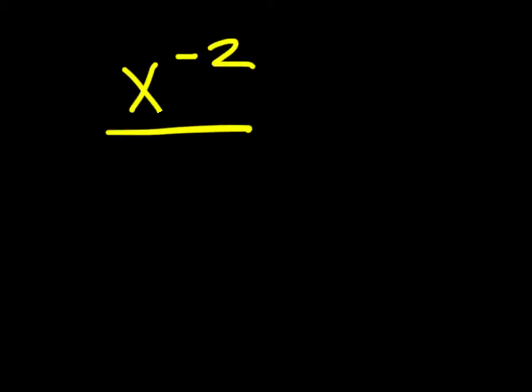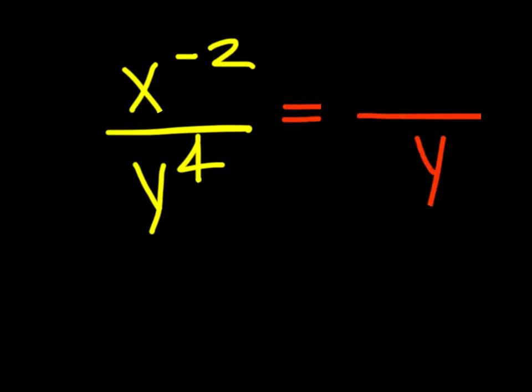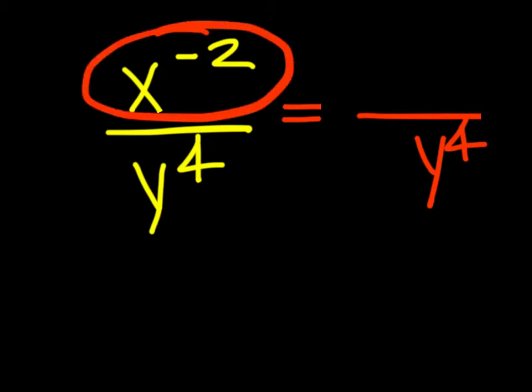X to the negative second over y to the fourth. Solution for the practice is that your y to the fourth stays on the bottom because it's positive. But this x to the negative second gets moved to the bottom, has a positive exponent now, and put 1 on top since there's nothing else left.